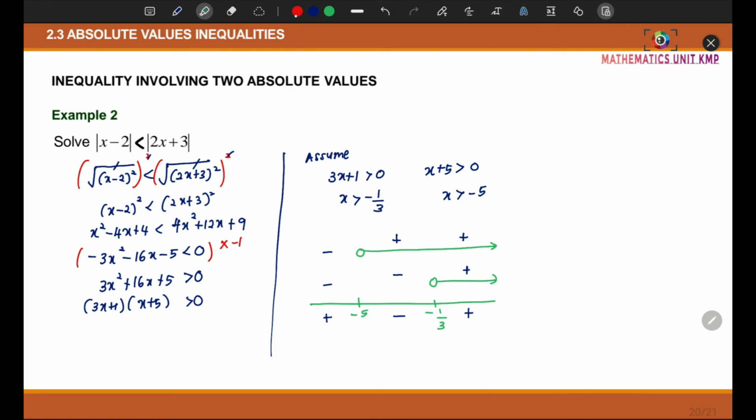Now we will look at which interval we will use. We want the inequality greater than 0, so we will use the positive sign, the interval here and here. So our answer should be from negative infinity to negative 5, union with negative 1 over 3 to infinity. So this interval.